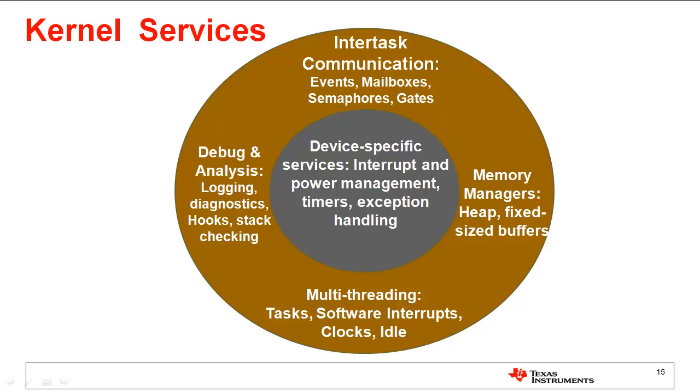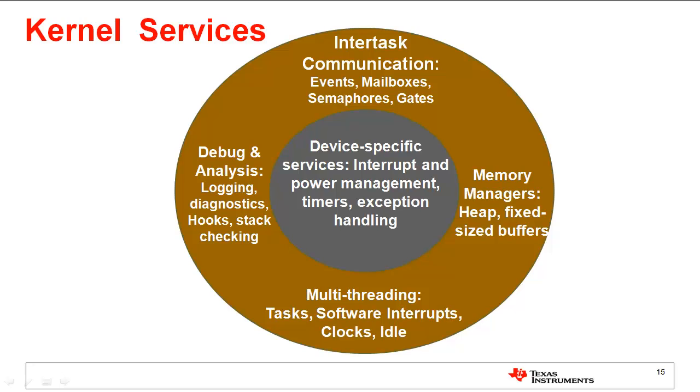Now, in addition to the different multi-threading, we have various inter-task communication. So obviously you have things like semaphores, where we have both binary and counting semaphores. We have gates, which allow you to provide controlled access to critical data sections. We have mailboxes, which provide fixed-size data exchange between different tasks.